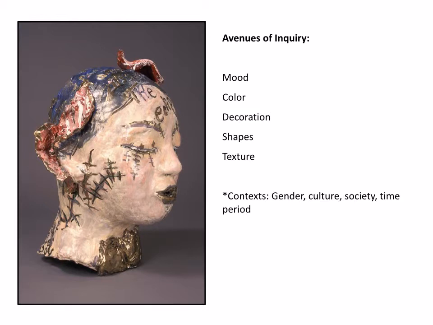What's the meaning of the color that's being used, from the blue hair to what looks like gilding and gold across the face? And why do you think the face is decorated in that way, with both words and what looks like possibly stitches? What kind of shapes, what sort of textures do you see? We might discuss this piece in terms of gender. Do you think that this is a female being represented, and what do you think that means? We might look at it culturally, in terms of society, or in terms of time period.